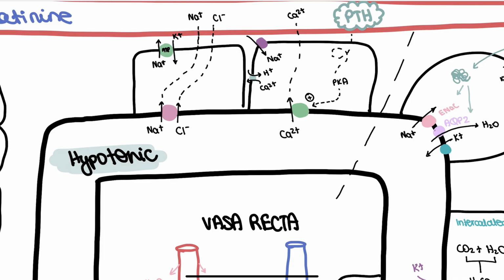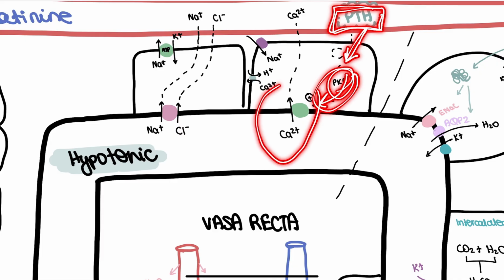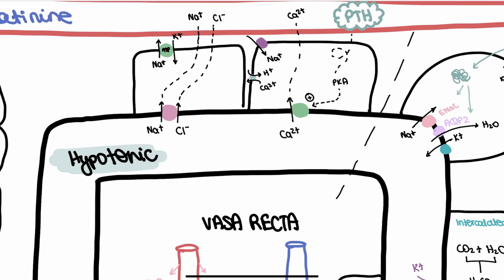And the parathyroid hormone can also act on these principal cells to increase, so it goes through the whole cascade of cAMP and protein kinase A and all that, to help bring in calcium, and this calcium can then be reabsorbed in those arterioles. To balance it out, we also have this hydrogen or proton calcium pump, and we get sodium out.